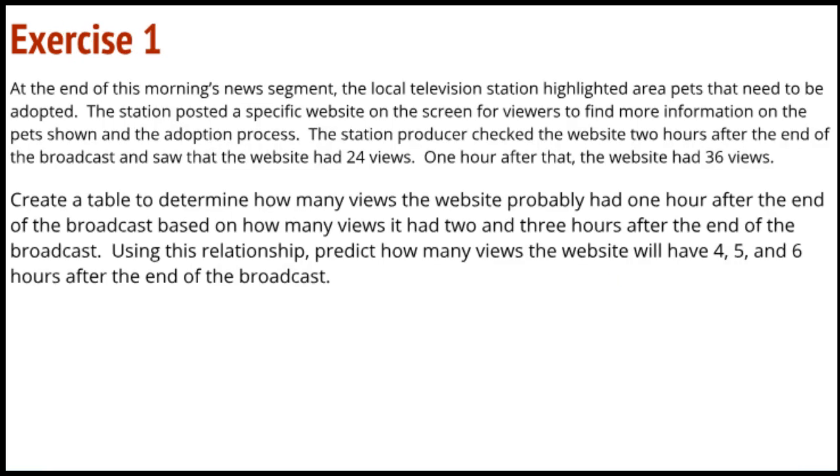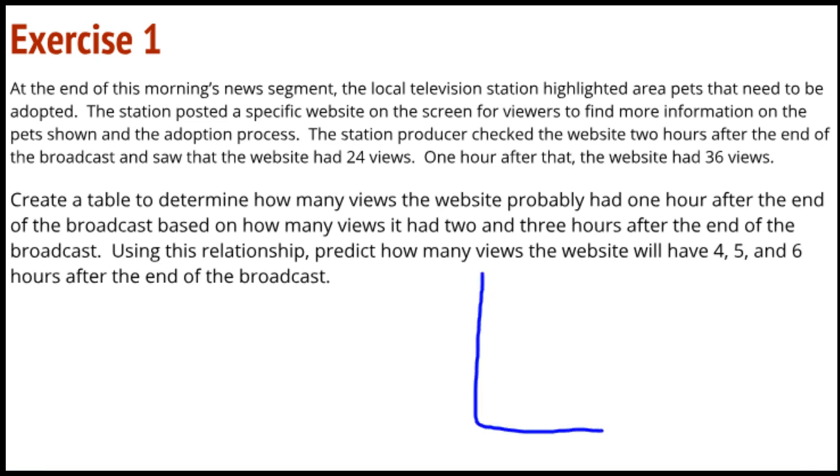We've got some information, and now we are going to work through this information with a variety of tasks. All right, so our first task is to create a table to determine how many views the website probably had 1 hour after the end of the broadcast based on how many views it had 2 and 3 hours after the end of the broadcast. And using this relationship, predict how many views the website will have 4, 5, and 6 hours after the end of the broadcast. So hidden in here, it is implied, and we are supposed to infer, that it's going to have about the same number of views every single hour. And we need to create then a table of equivalent ratios.